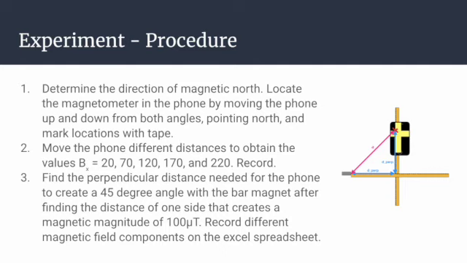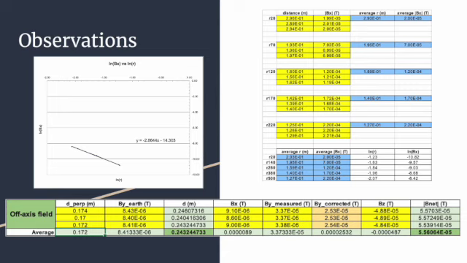We'll record these different magnetic field components in an Excel spreadsheet. For the observations, I found the various distances where the magnitude of B of X equaled the values from before, and then I found the distance for the perpendicular side that would take to get to 100 microteslas. I found the effect of the Earth on the Y component of BNet, and then I input the data for the magnitude of BNet overall.